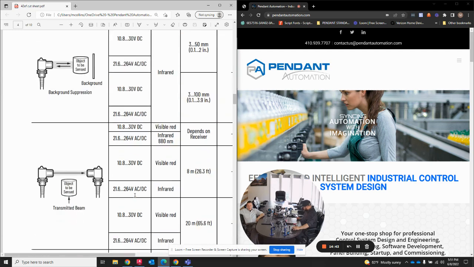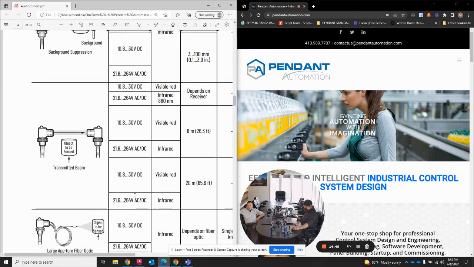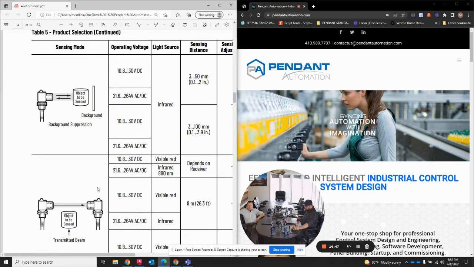So moving on from background, we have transmitted beam, which is more commonly called through beam. Yep. And you can see from the picture, it needs an emitter and a receiver. The emitter only gets solid power all the time. All it does is shoot a beam. The receiver actually gets the 24 plus and minus plus the output wire.